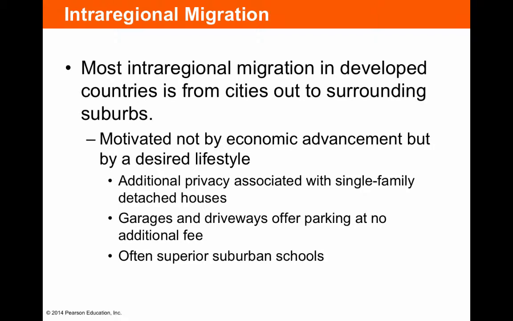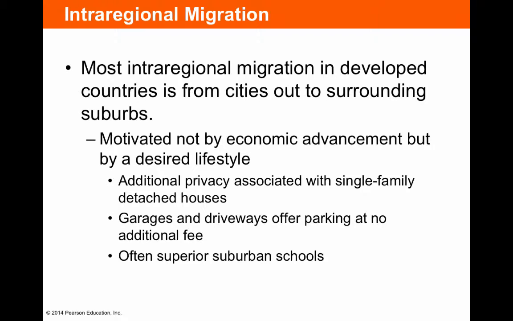So most intra-regional migration in developed countries is from cities out to surrounding suburbs. So what we had previously is people going from rural environments to the cities, to urban environments. Now people are moving from cities, urban environments, to suburbs. So now people are going from big cities to the surrounding areas, like Scott County. So rather than living in a big city like Louisville, or Lexington, which is really as close as we get to a big city, they're going to move to suburbs, kind of like Scott County.